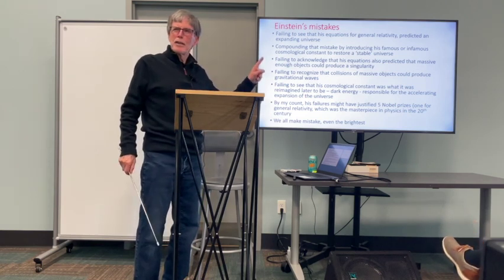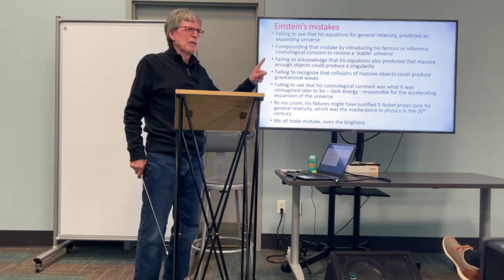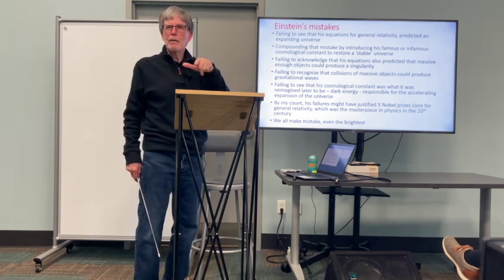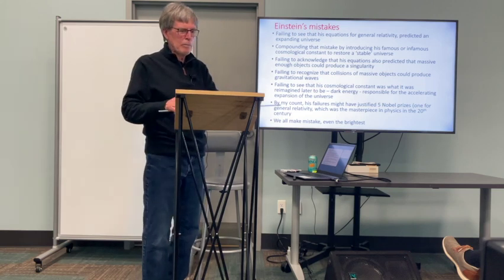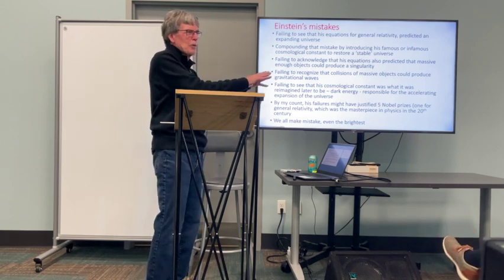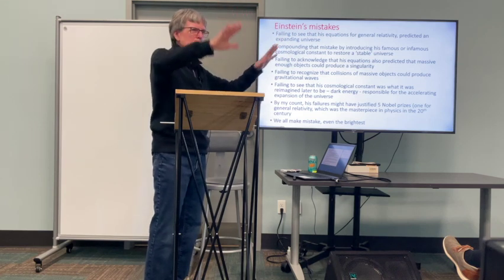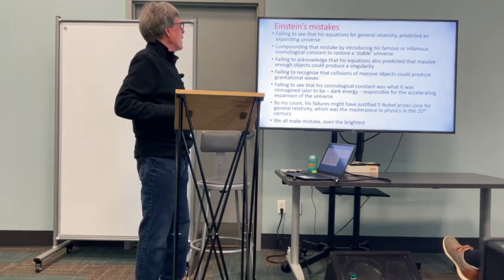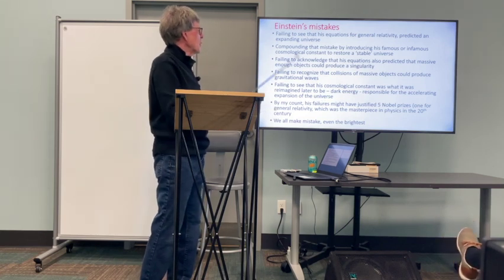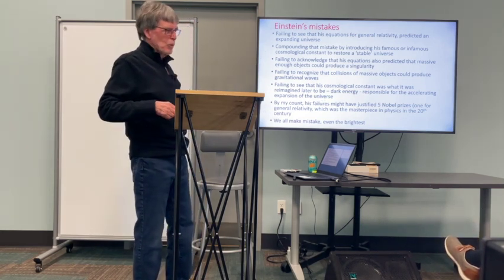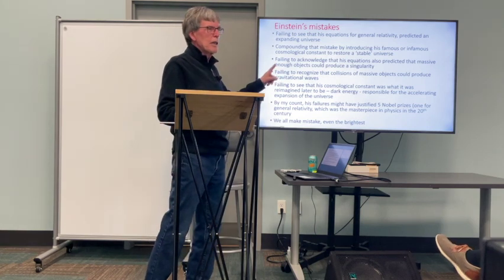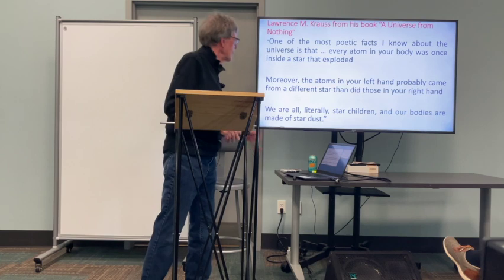Then dark energy emerges in the 1980s, which almost exactly equates to the cosmological constant. If you figure it out, it makes sense, doesn't it? Because he put in just enough to slow the thing down and stop it, which would equal the expansile force of dark energy. It makes sense. And so I said, by my count, his failures might have justified 5 Nobel Prizes, one for general relativity. And he didn't even get the Nobel Prize for general relativity.